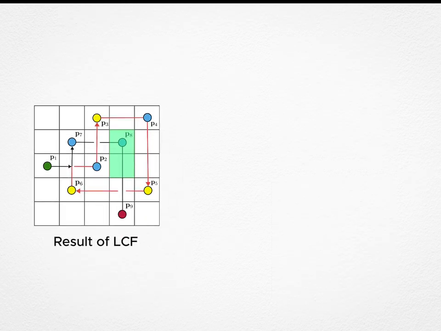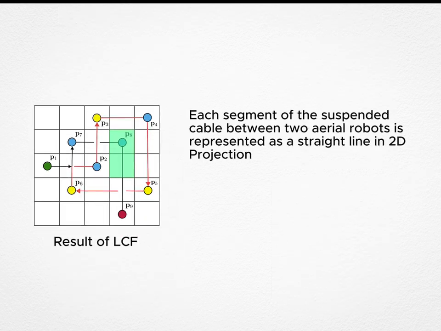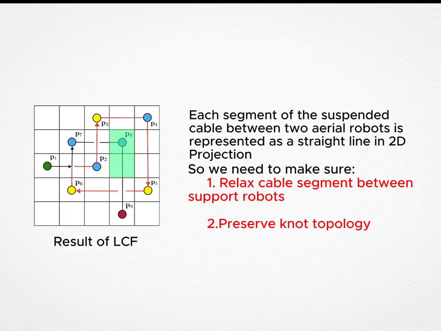With these supports, a suspended cable forms catenary curves that, from above, appear as straight segments. If intermediate robots are removed, intermediate segments will form a straight line that could alter the topology. So we need to make sure two things: relax the cable segments between support robots and preserve the knot's topology.